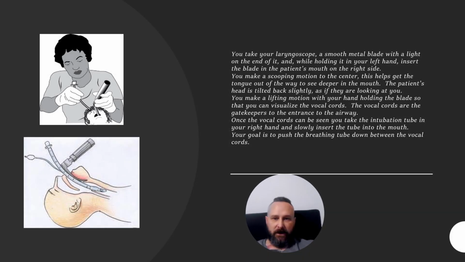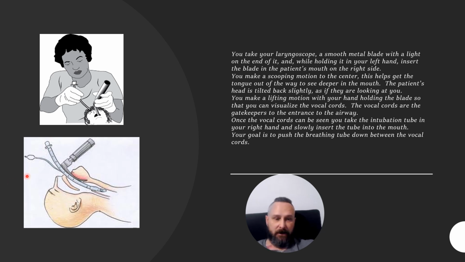During your intubation process, you're going to take your laryngoscope blade in your left hand. You insert it on the right side of the patient's mouth as their head is slightly tilted up and kind of looking back at you over their head. You insert on the right side, you scoop kind of to the left in the middle, and then you lift at about a 45-degree angle towards their feet. And that lifts the tongue out of the way and helps you visualize the vocal cords.